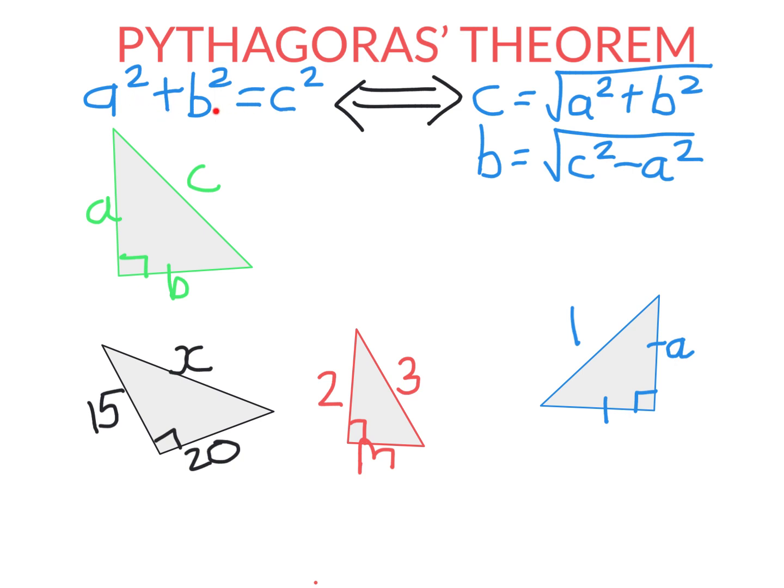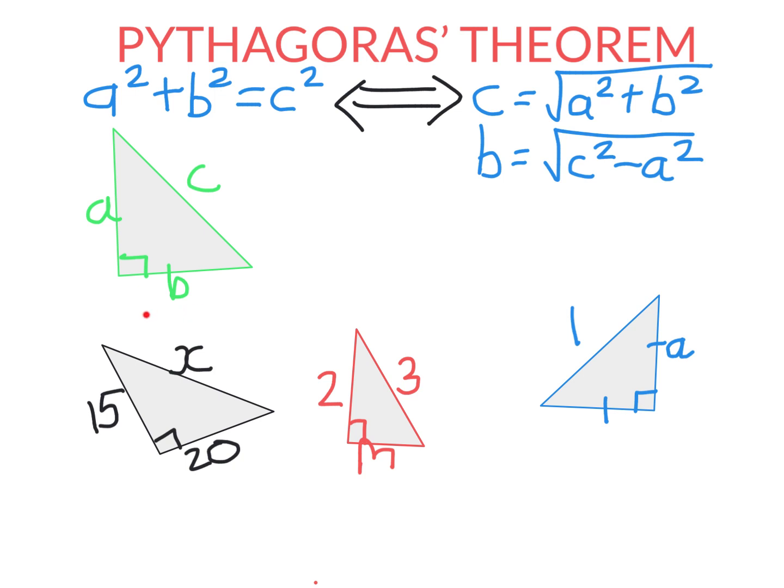So we can rearrange this equation to get these two here. We use this one when we're finding c, the longest side. We use this one when we're finding a shorter side. So you plus when you're finding a longer side and minus when you're finding a shorter side.